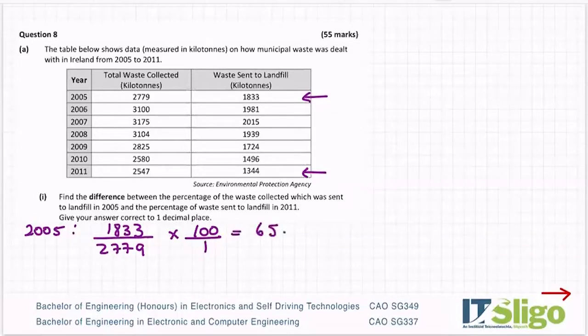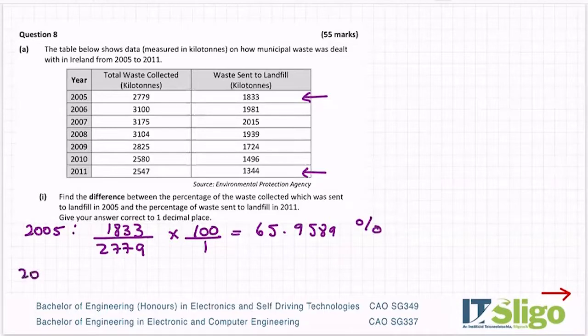So I'm getting 65.9589 for that, or 65.96%, or 66 to one decimal place, where the 5 rounds the 9 up to 10, which rounds up to 66. Okay, or find the difference. And you know what? I'm going to leave it at 65.9589. Okay, so that's 2005.